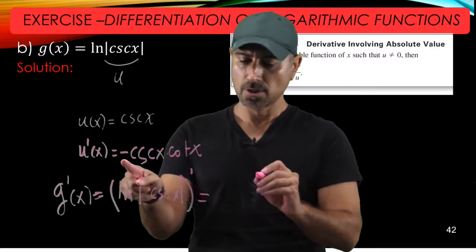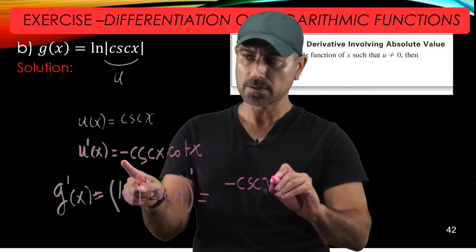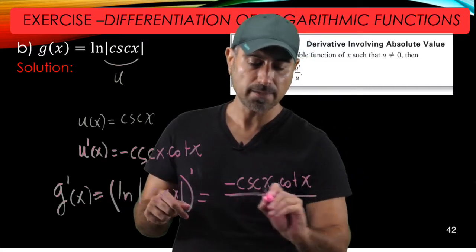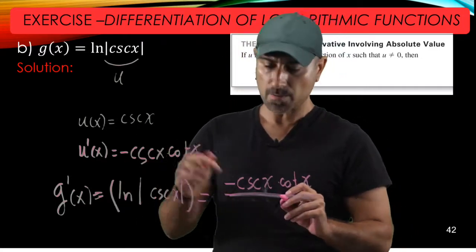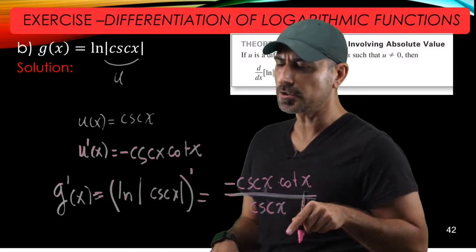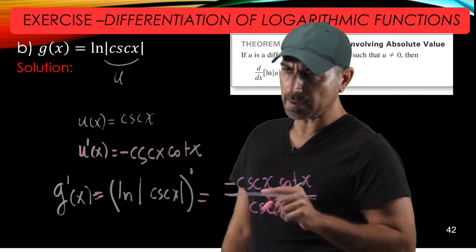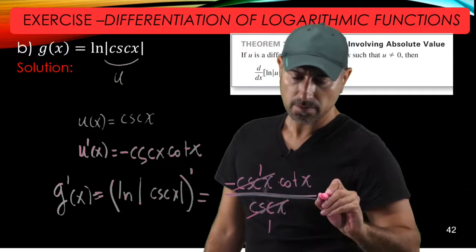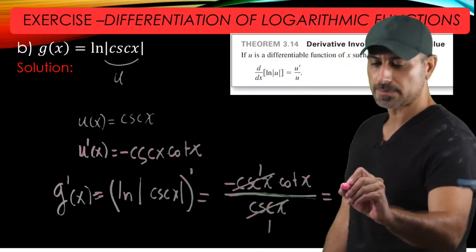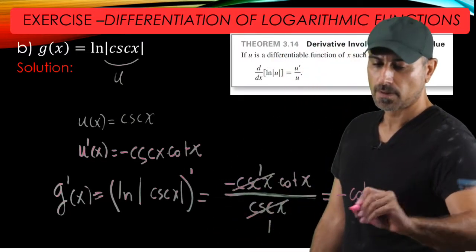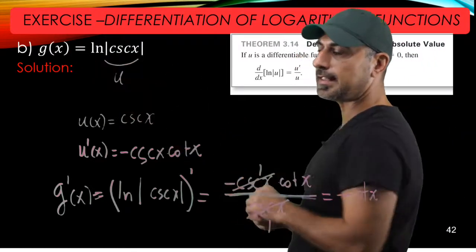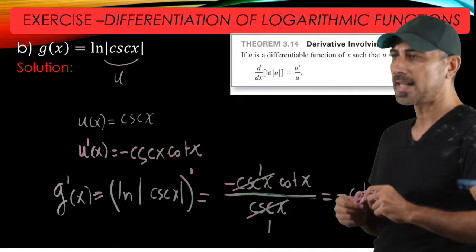Let's just write it down. u prime is minus cosecant x cotangent x divided by u, which is cosecant x. And the good news is that there's a cancellation here. We divide the top and the bottom by cosecant x. So the result is negative cotangent x, which is the derivative of ln of the absolute value of cosecant x.